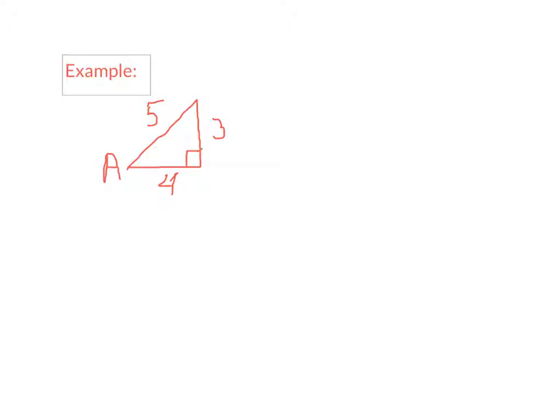Now I want to know the 3 trig functions for angle A, the 3 trig ratios of angle A. So I'm going to start off by talking about the sine of A. Well, if you remember what we were talking about, the sine of an angle is equal to the length of the side opposite that angle divided by the length of the hypotenuse. Or in the case of our example here, it's simply equal to 3 over 5.